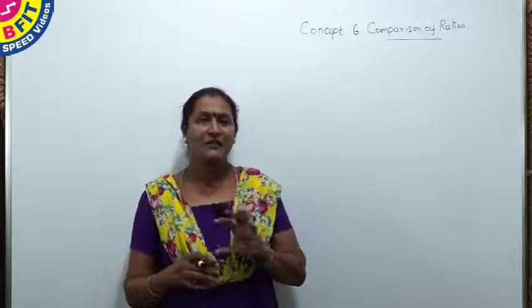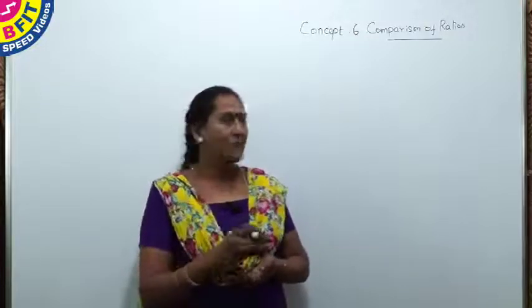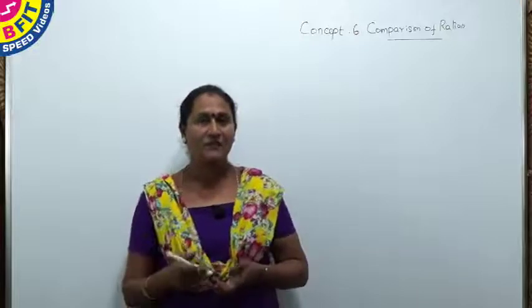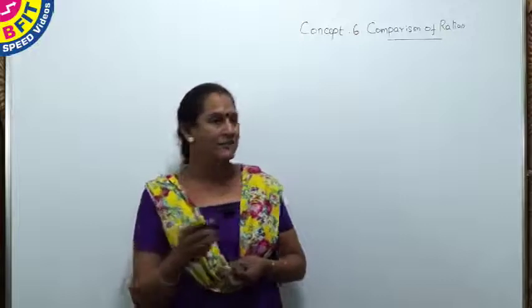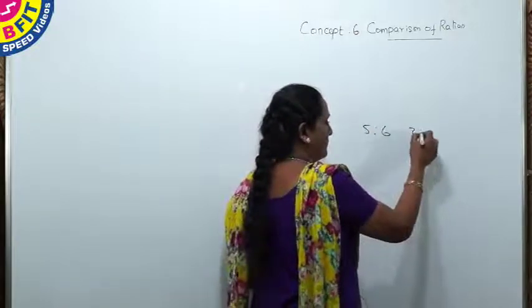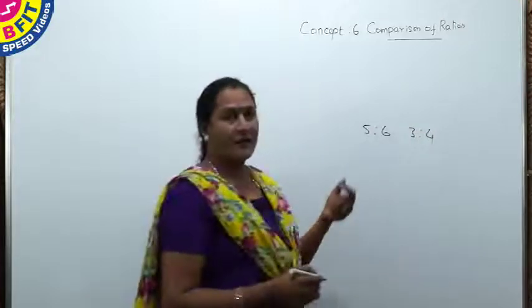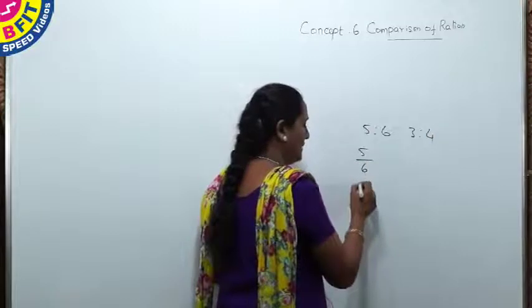So mostly they use difficult methods using LCM and all. So now we'll see how to find the highest of these fractions. So the two fractions are 5:6 and 3:4. We can write this in quotient format also. So 5/6 and 3/4.